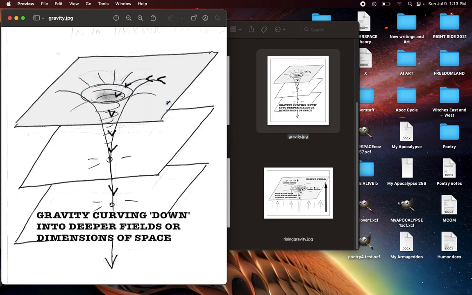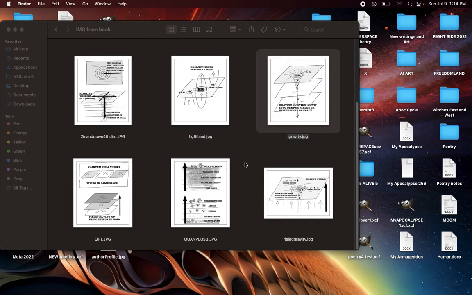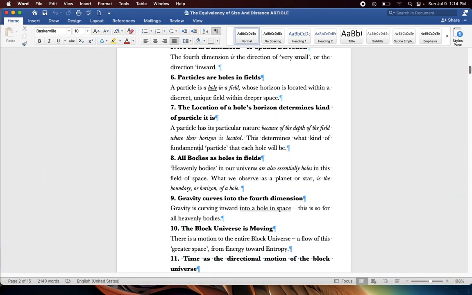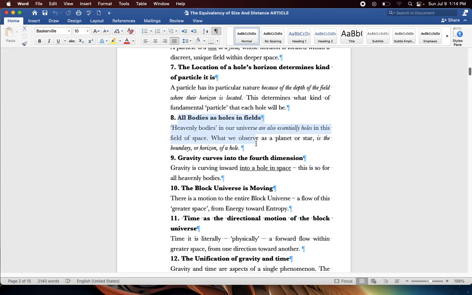So people have bandied around the idea that a quantum particle could be seen as a tiny black hole, and it precisely is. A hole is a better way of seeing particles because they have a center that goes inward to deeper and deeper dimensional fields. And that's the same for heavenly bodies, such as a planet or a sun. All bodies are holes in fields. Heavenly bodies in our universe are also essentially holes in the fields of space. What we observe as a planet or a star is the boundary or horizon of a hole.